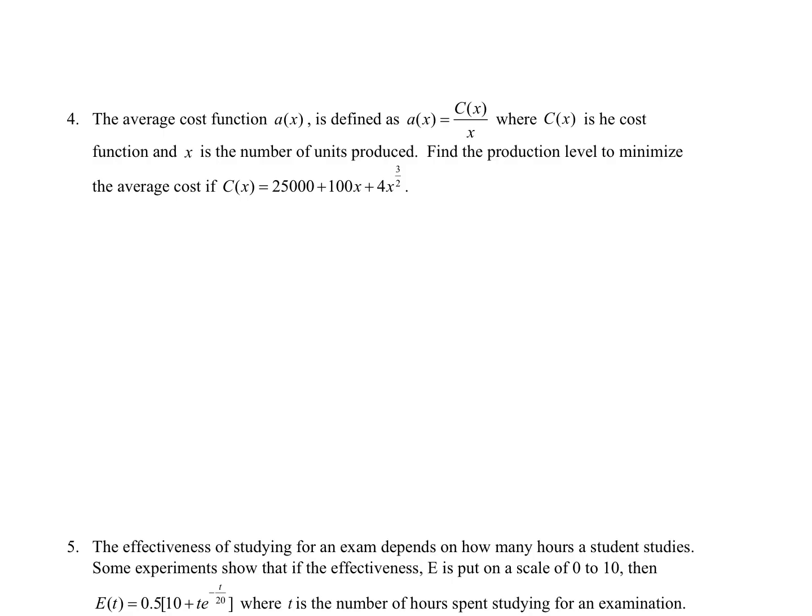And then for number 4, we're given an average cost function, which is made up of a cost function divided by x. And so we're told what the cost function is, so we can plug that in there, and then we're trying to minimize the average cost. Okay? So try out 1 through 4, and hopefully this was helpful. Thanks.